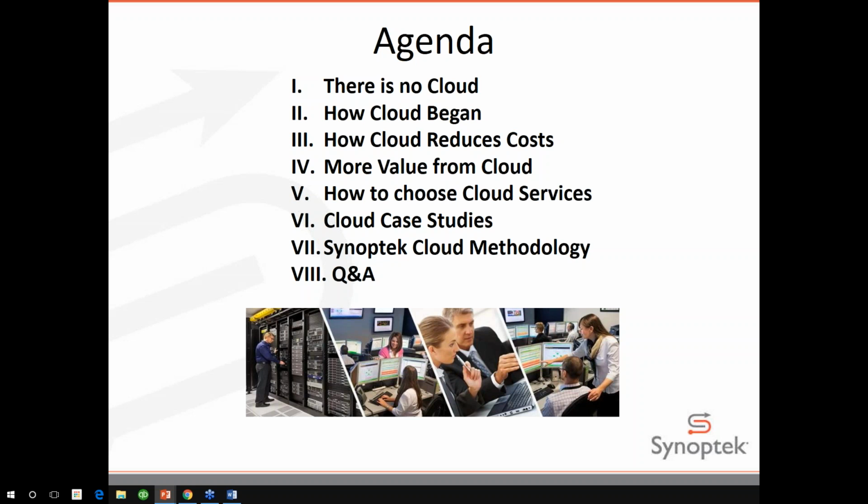With that basis, with that foundation, we're then going to start to explore how to choose the right cloud services for specific needs. What are the things we look at? What are the criteria that we explore so that we can better understand which cloud services will serve us best?